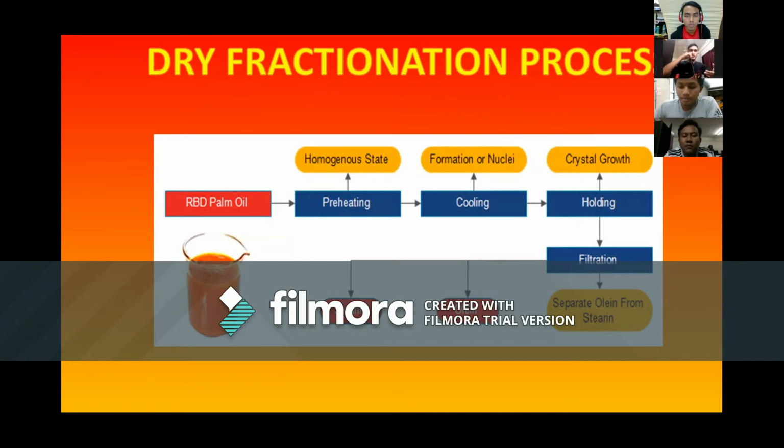First, RBD palm oil, which comes from refining, goes into preheating, because after refining it will be semi-solid, so it must be in a homogeneous state to react. Next is cooling, where we have a cooling water system, and after that crystal growth in the crystallization, and the last one is filtration, where we separate the stearin and olein, the liquid phase and the solid phase.